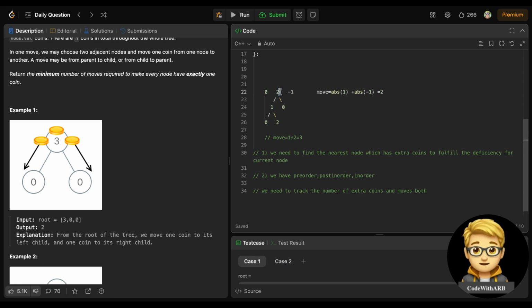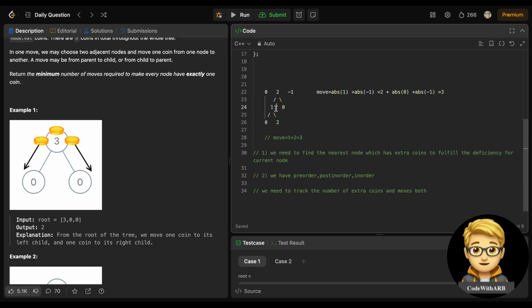And how many moves will it take from 2 to 0? For moving from 2 to 0, it takes only one move. So if you add again this -1 and this 0, you see that the number of moves again becomes 1. So absolute 0 plus absolute -1 is actually giving us 3, because this 0 and 2 is giving -1, and this is 3. So this will give -1 to this.